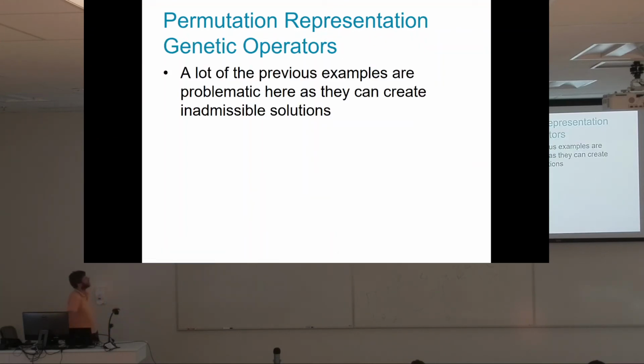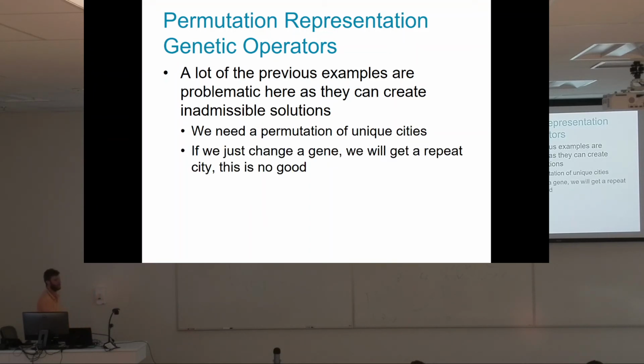A lot of the previous examples are problematic because they might cause issues with the uniqueness of the values in our permutation. We need a permutation of unique cities. If we do single point crossover, we could be in big trouble, like I just showed you. And if we change a gene, we will get a repeat city, right? That's why we talked about picking two and then doing a swap mutation, not picking a single city and changing its value. Because if you do that, you're already screwed.